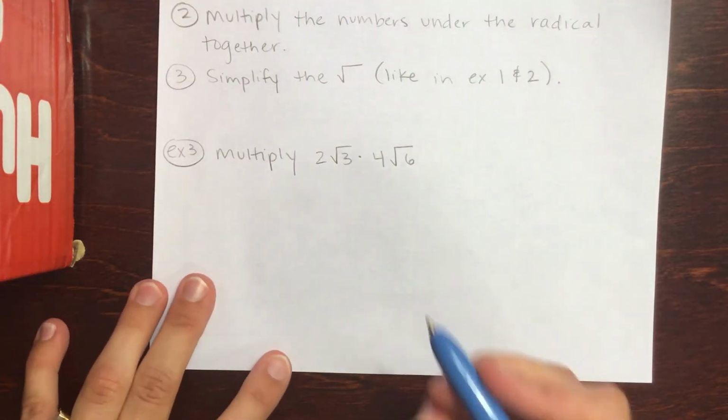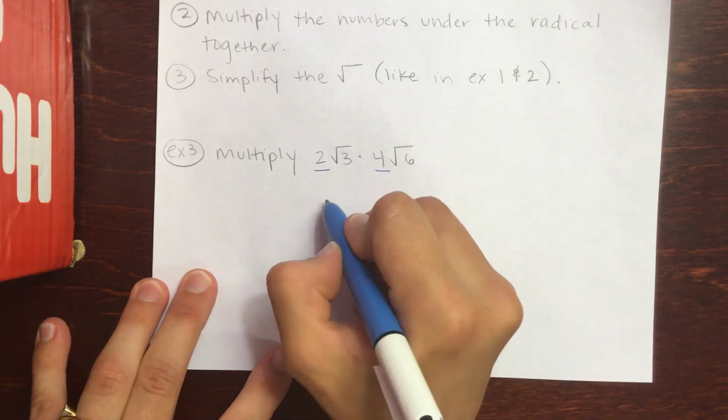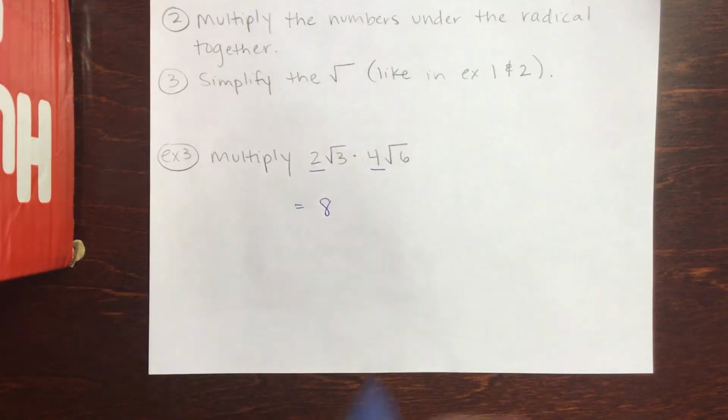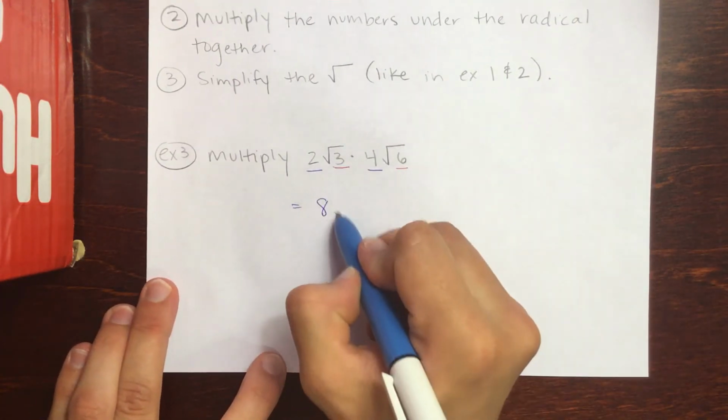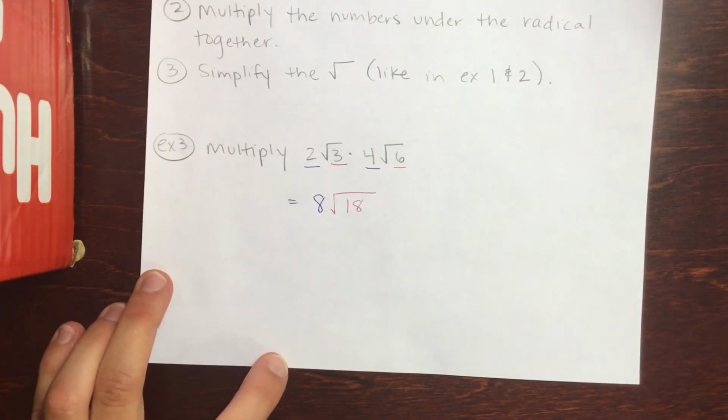All right, let's do this example. The 2 and the 4 are in front of my radical, so 2 times 4 is 8. The 3 and the 6 are underneath my radical. 3 times 6 is 18. Now break down your square root of 18 just like in example 1 and 2, or however way you learned it before.